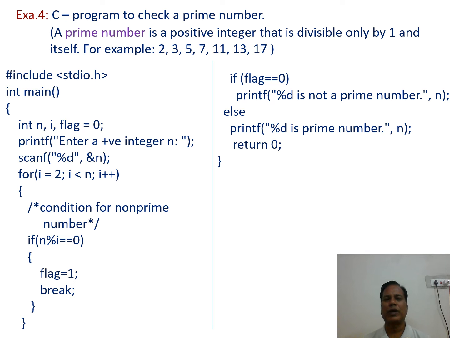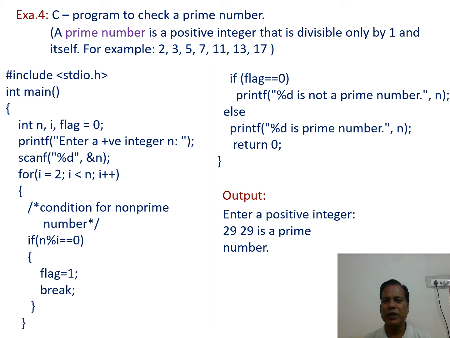This program is written for that purpose, and when this program is run, we get the output like this. Enter a positive integer. 29 is entered. Then 29 is a prime number. Whenever we enter 29, this output is displayed: 29 is a prime number.